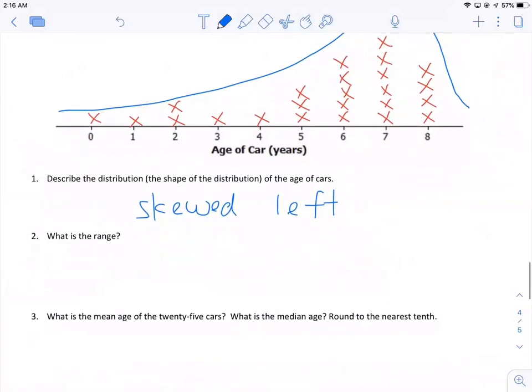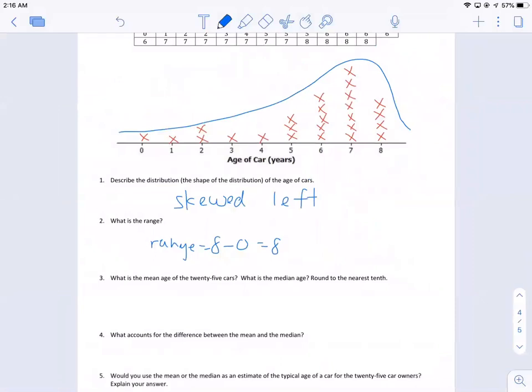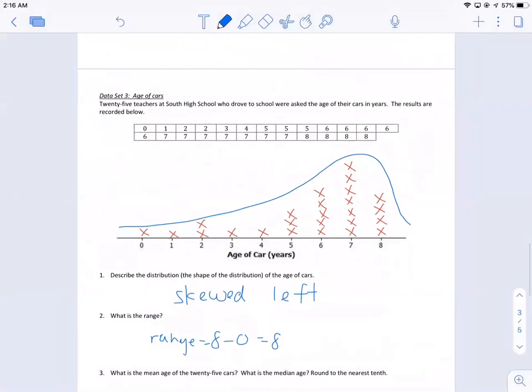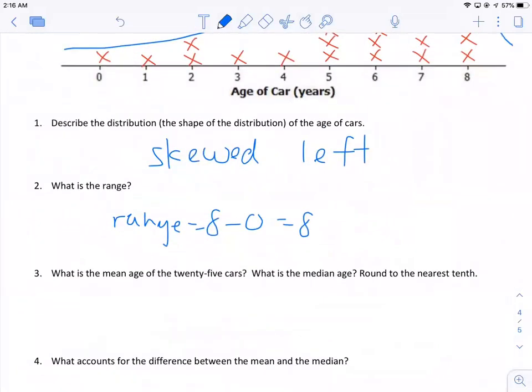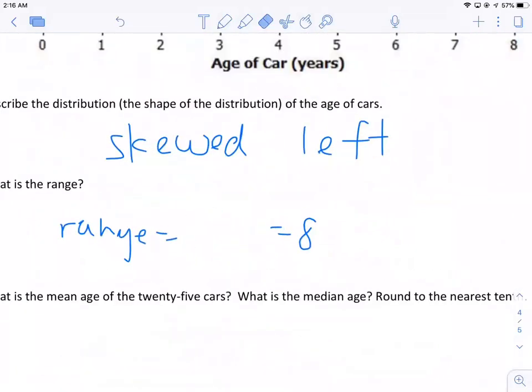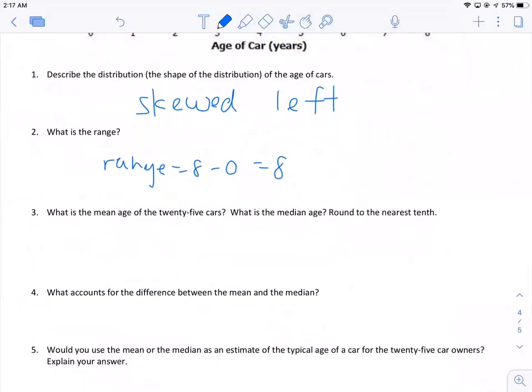What's the range? The range is max minus min. Range is equal to 8 minus 0. We have a range of 8 years on the car. Oh, I'm sorry, I didn't read the scenario. These are how old the cars are of 25 teachers at South High School. The results are recorded below. So teachers have owned cars with a range of 8 years. So there's an 8 year difference between the oldest and newest cars that a teacher owns.